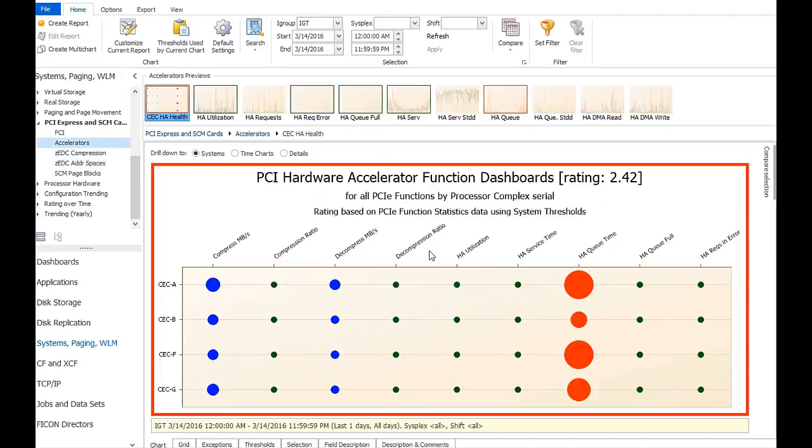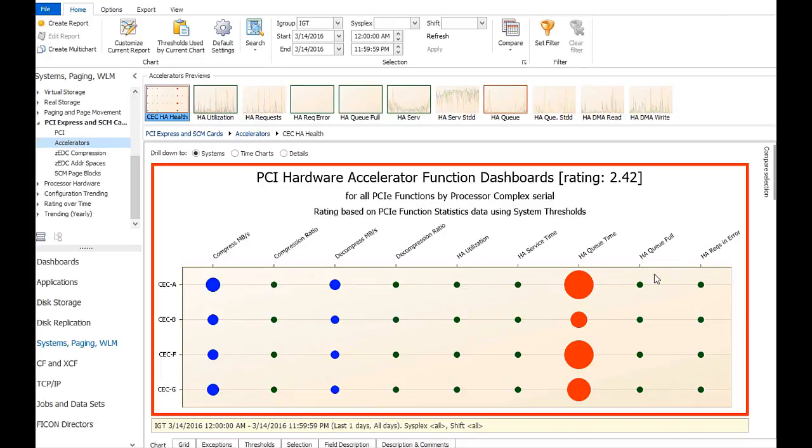Leveraging the capability that IntelliMagic Vision has to rate metrics and tell you whether they're good or bad, check the various elements of your infrastructure, and surface just the items that require attention, here's a dashboard for the hardware accelerator cards. We can see here that the metrics being reviewed include compression and decompression ratio, utilizations and service times, and these error conditions of queue full and requests in error.